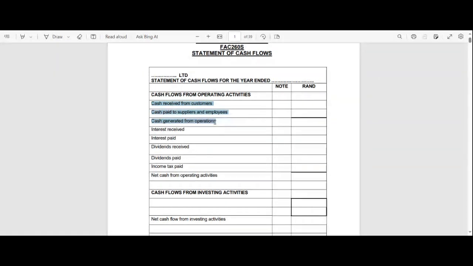In other words, our wheelings and dealings with our customers, our wheelings and dealings with our suppliers and our employees, and that provides us the cash generated from operations.